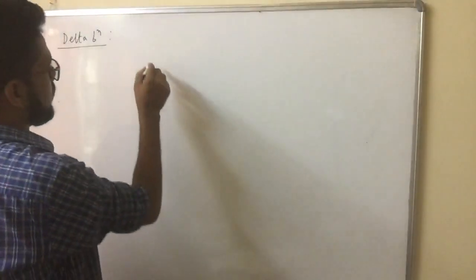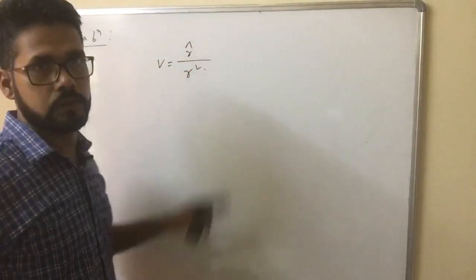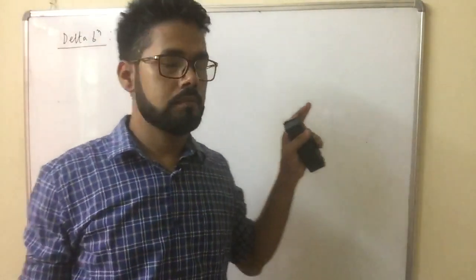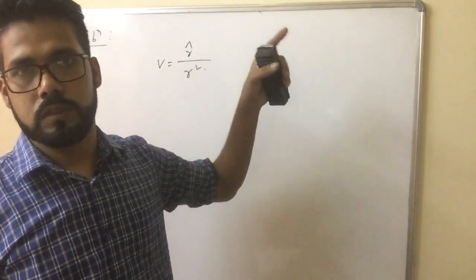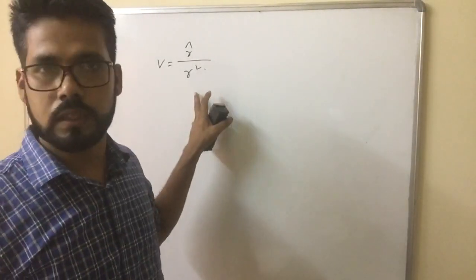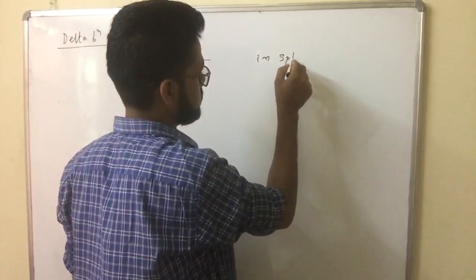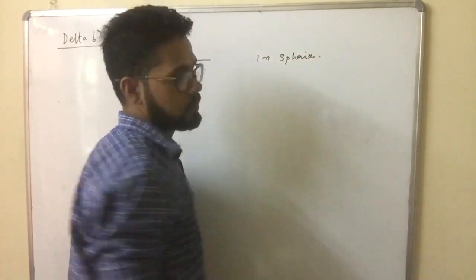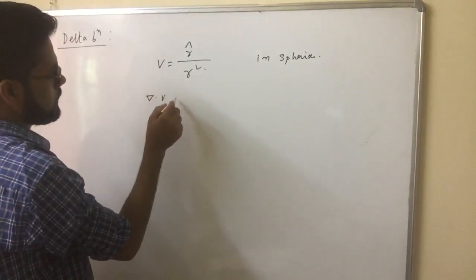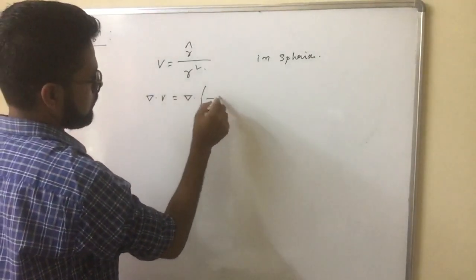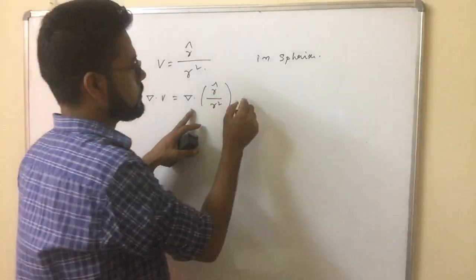Consider any function, suppose 1 by r squared. This is like the force equation. You remember, F equals Q1 Q2 divided by r squared. This is a similar force. Suppose V is a function of 1 by r squared in a spherical coordinate system. If I take the divergence of V, I cannot simply do it the plain way.